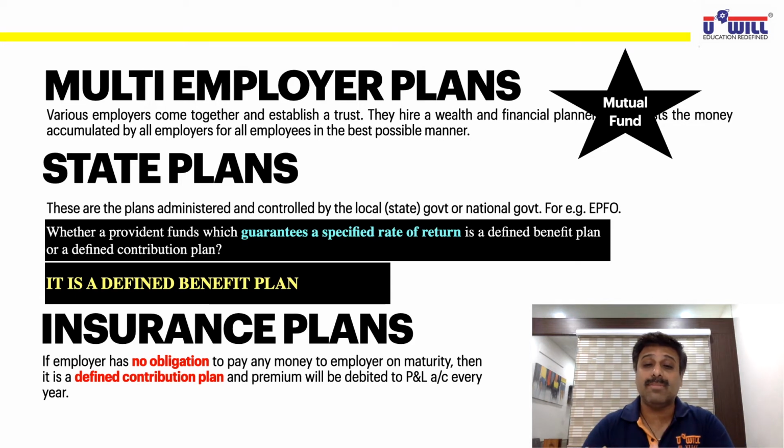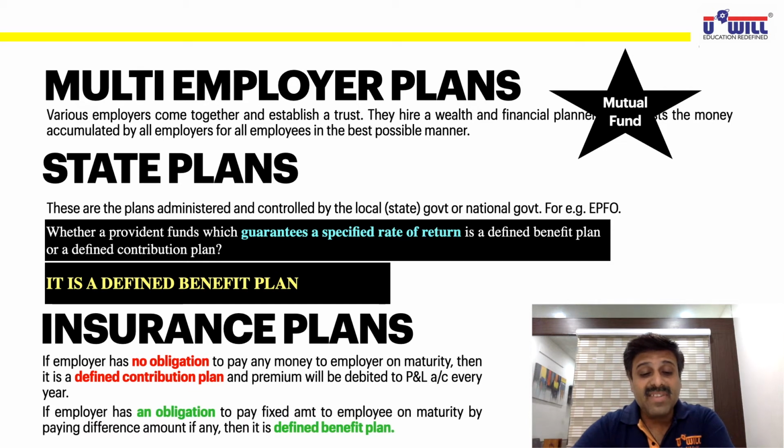It's a defined contribution plan. You just have to pay the premium to the insurance company, and whatever is the maturity value of that policy will be given to the employee when he retires. So this becomes a defined contribution plan and premium will be debited to P&L account every year.